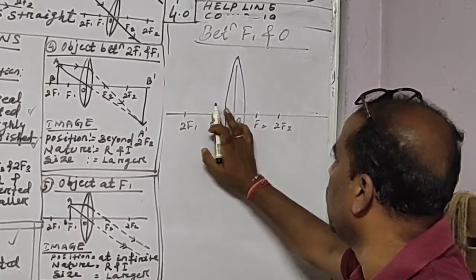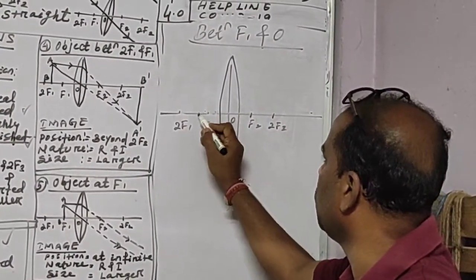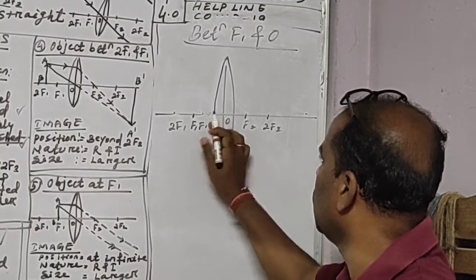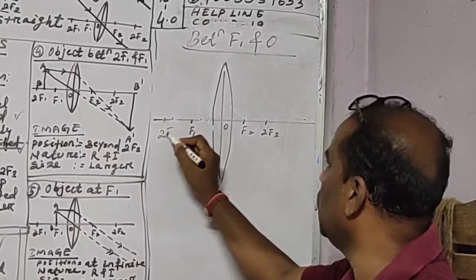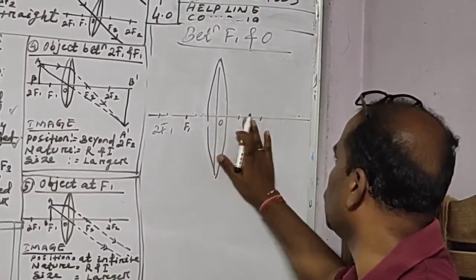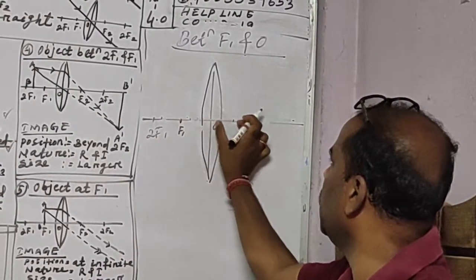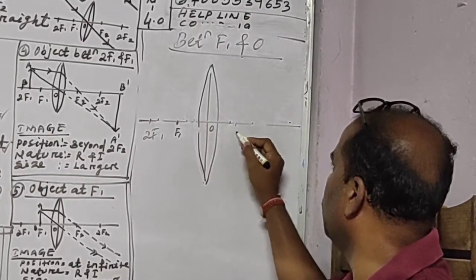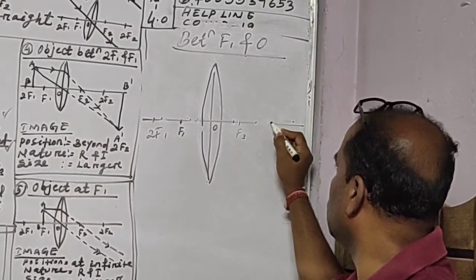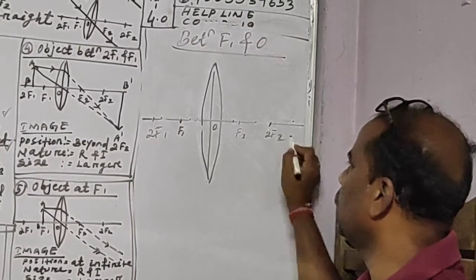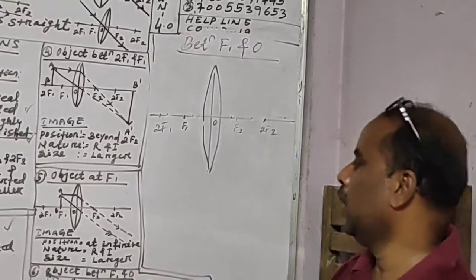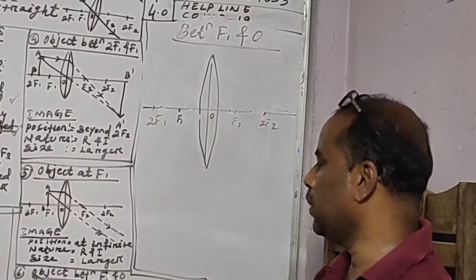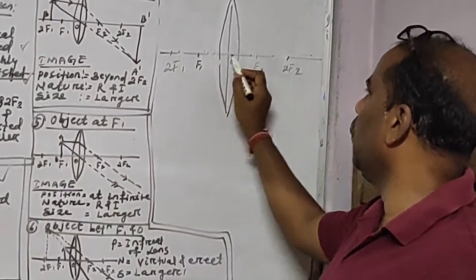Okay, then this is suppose f1, and remove this one. This is suppose 2f1. Remove also here the same distance line, so f2, and this is suppose 2f2. Some distance we have to maintain. Now, according to the question, the object should be placed between f1 and O, anywhere.